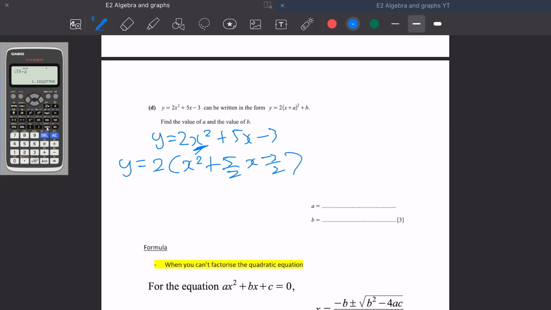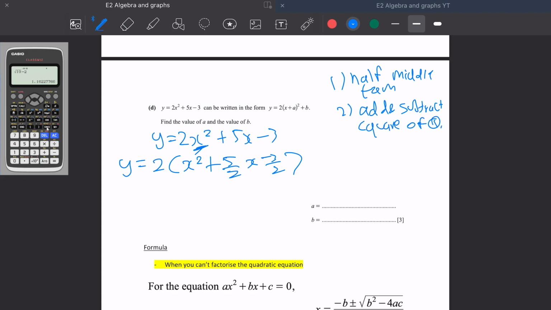Now, what you have to do is the same step again. Halve the middle term, add and subtract the square of it. So you get x squared plus 5 by 2x minus 3 by 2 plus half of 5 by 2, which is 5 by 4, square, minus 5 by 4 square.